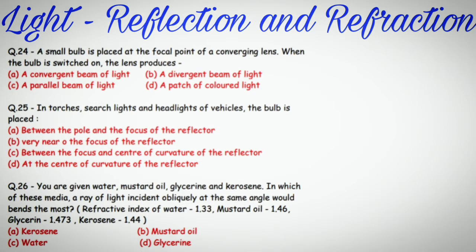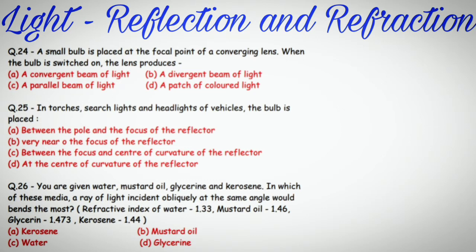Next question comes here. A small bulb is placed at the focal point of a converging lens. When the bulb is switched on, the lens produces: Option A, convergent beam of light. Option B, divergent beam of light. Option C, parallel beam of light. Option D, patch of colored light. And the correct answer is parallel beam of light.